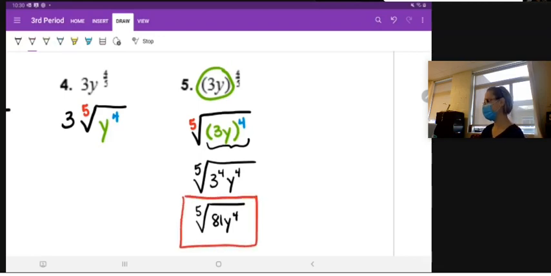Come on, you guys know I'm always going to throw a curveball at you at the very last problem. So sometimes on these types of problems, you have to do a little bit more simplifying, a little bit of additional manipulation to get your answer into the right form.